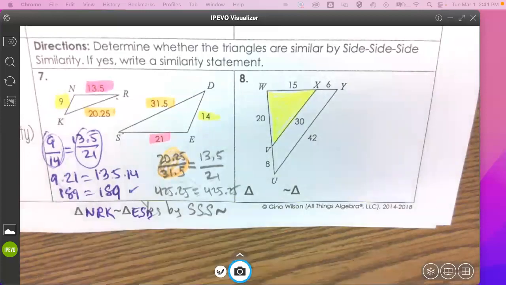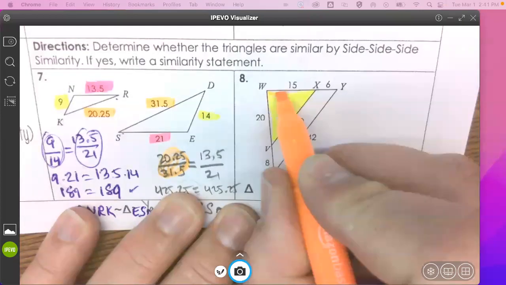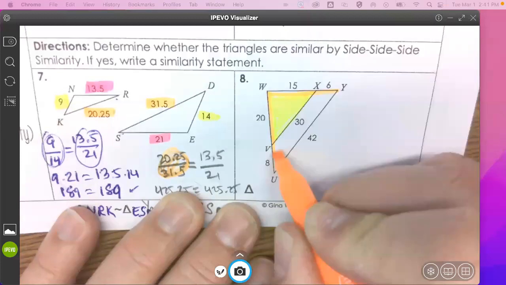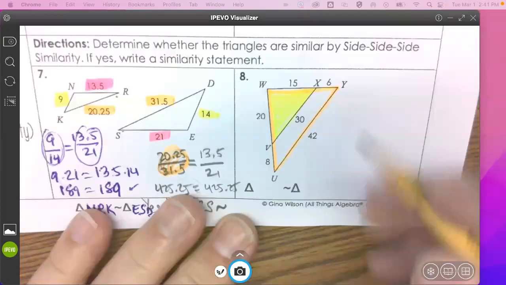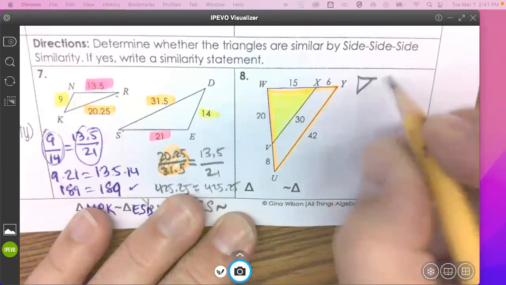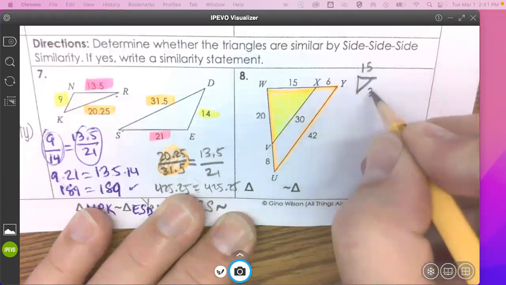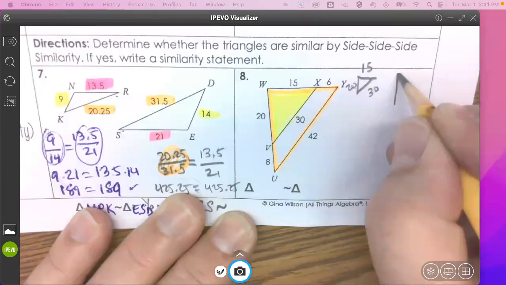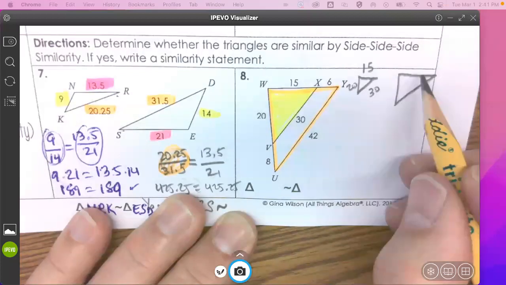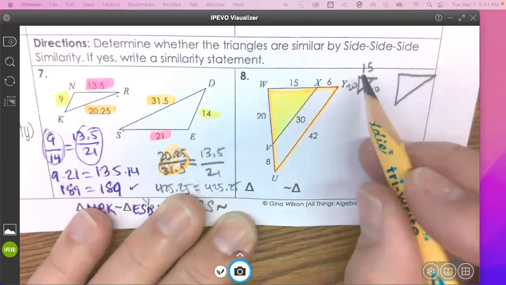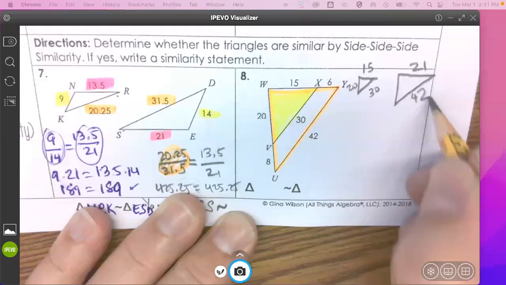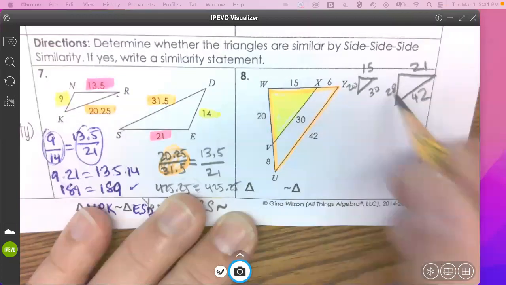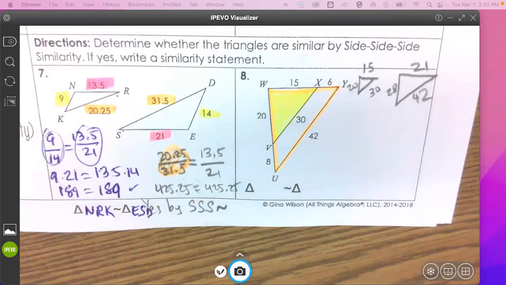What's the twist in this one that can make it a little bit difficult? You got to look at the triangles themselves. So in other words, we've got this little bitty triangle with 15, 30, and 20 as the side lengths. And then we've got this bigger triangle. And how long is the side length that corresponds to 15? 21. This is 42. This is 28. Make sure you use those numbers in setting up your proportions.